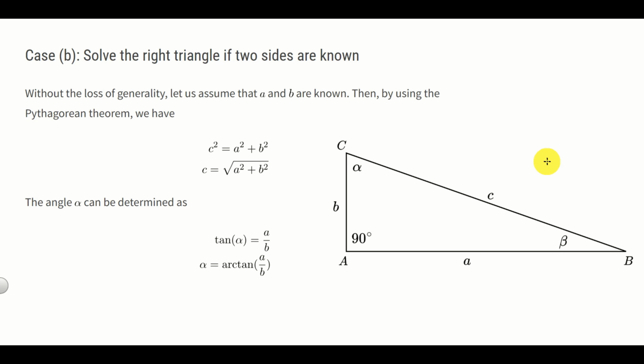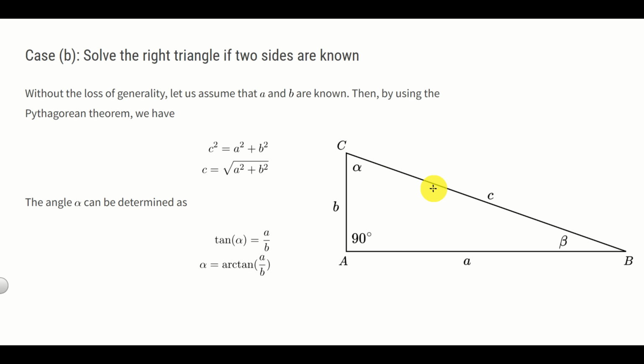Next, let's focus on the second case. Our goal is to solve the right triangle if two sides are known. Without loss of generality, let us assume that the sides A and B are known. Then, by using the Pythagorean theorem, we have C squared is equal to A squared plus B squared. From this equation, it follows that C is the square root of A squared plus B squared. In this way, we can compute C.